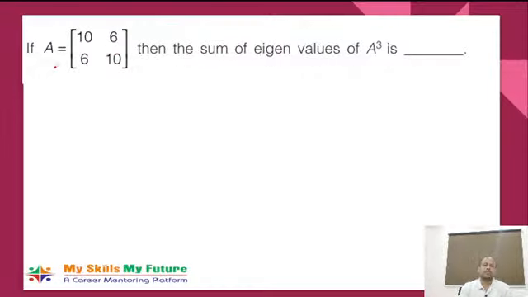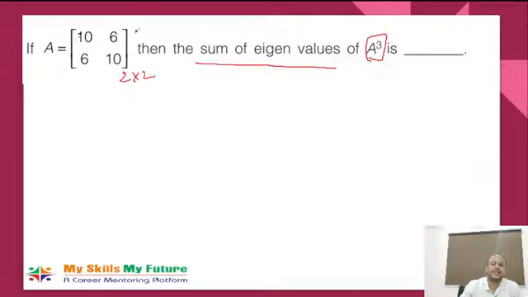Okay. This is a very good question from linear algebra. The question is: given a 2 by 2 matrix A equal to [10, 6; 6, 10], find the sum of eigenvalues of A cube. One method is just to calculate the A cube matrix: A into A, three times you should multiply.